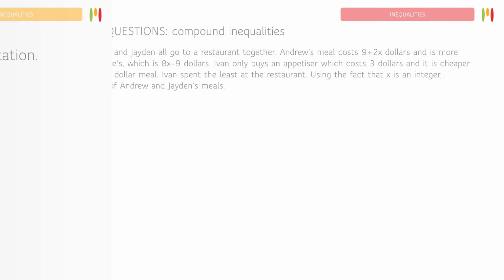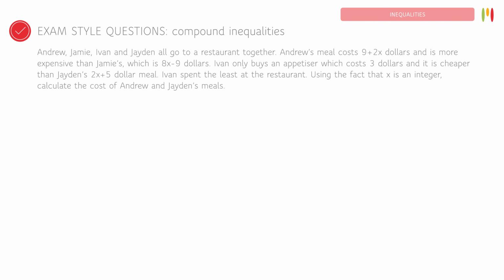Andrew, Jamie, Ivan and Jaden all go to a restaurant together. Andrew's meal costs $9 plus $2x and is more expensive than Jamie's, which is $8x minus $9. Ivan only buys an appetizer which costs $3 and it is cheaper than Jaden's $2x plus $5 meal. Ivan spent the least at the restaurant. Using the fact that x is an integer, calculate the cost of Andrew and Jaden's meals.